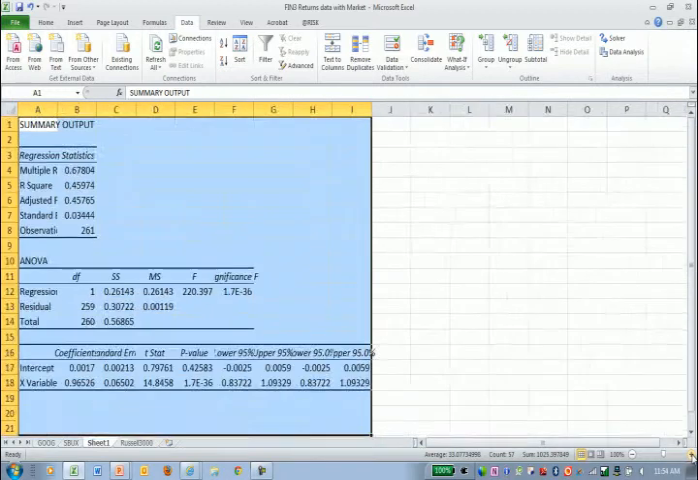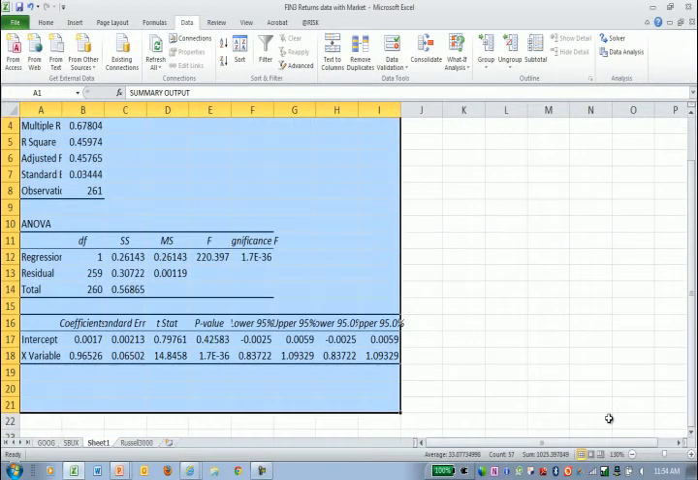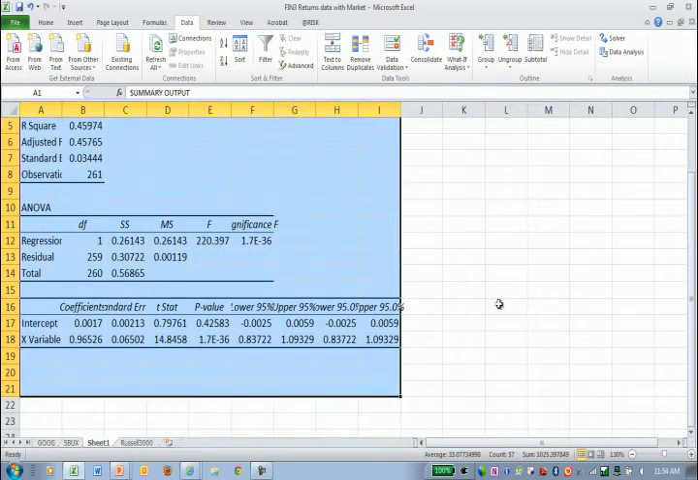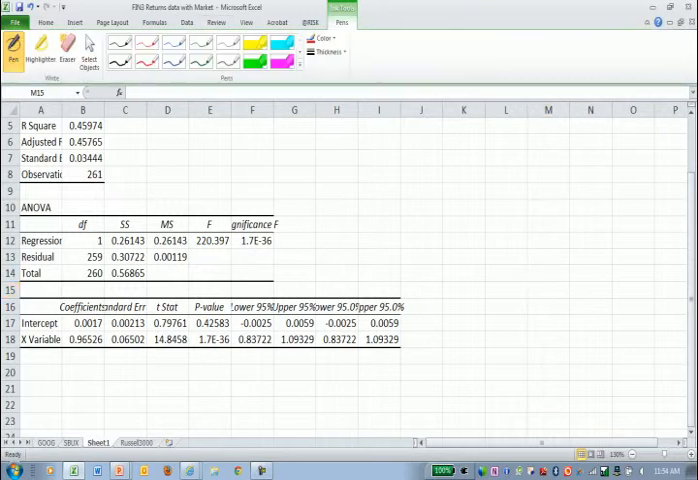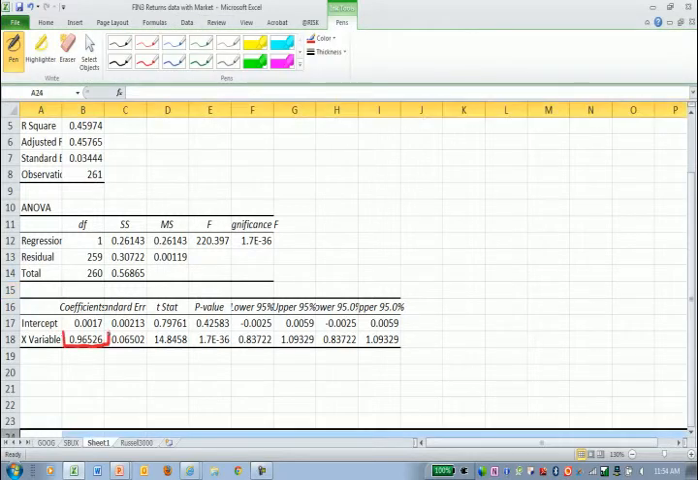Make this bigger. It's not pretty, but this is the answer. We now have an estimate for Google's beta. Which one of these is it? A lot of numbers on here. Coefficient on the variable, 0.97. So Google's beta estimate that we've calculated ourselves is 0.97.